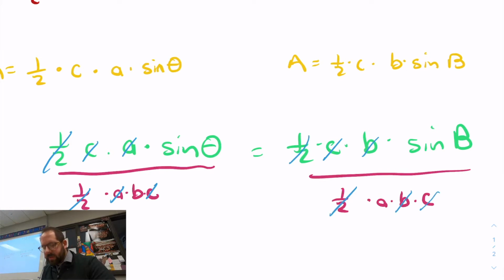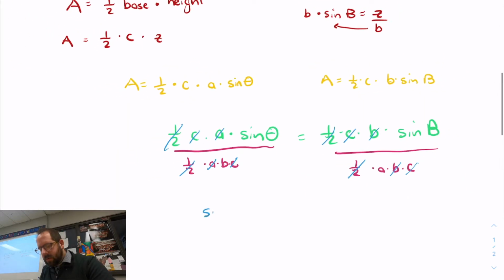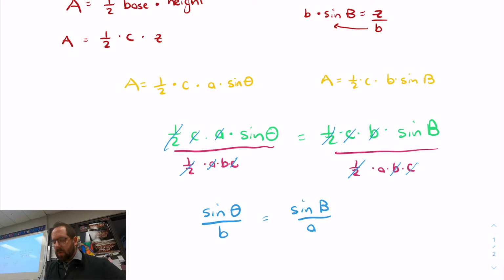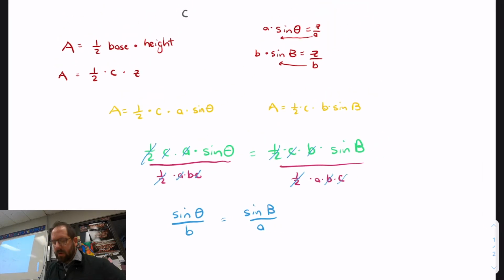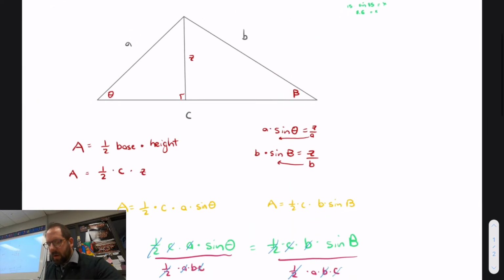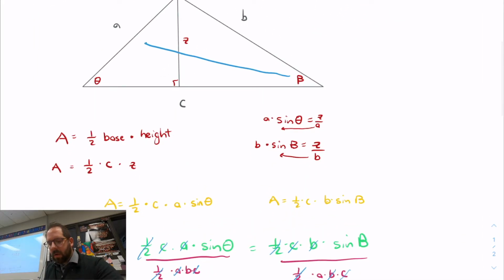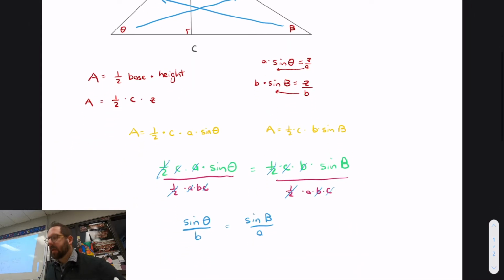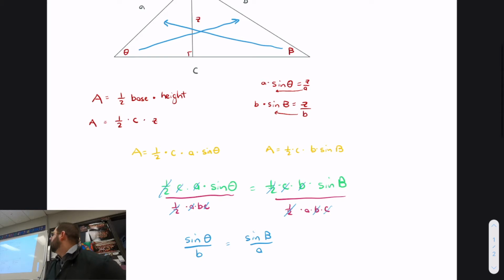And what I'm left with is sine of theta over little b, sine of beta over little a. Right? Well, when you look at the picture, that is my angle, opposite wall, angle, opposite wall. You can see it. That's how they came up with it. It's complicated until you see how it works. This is where it actually originated from.